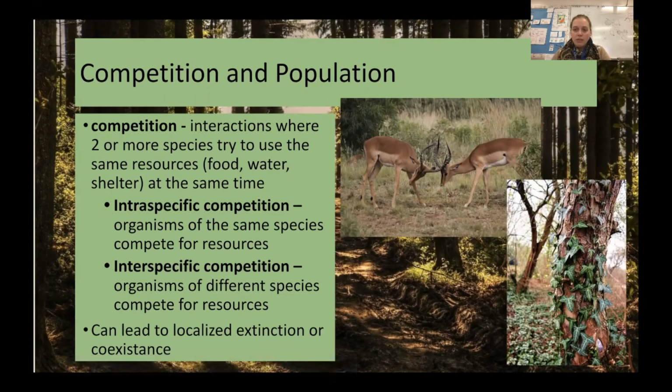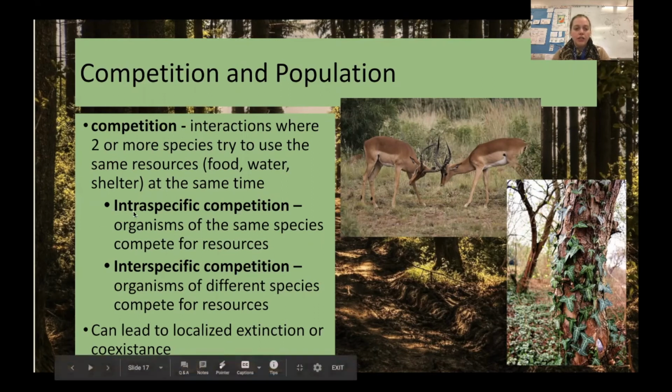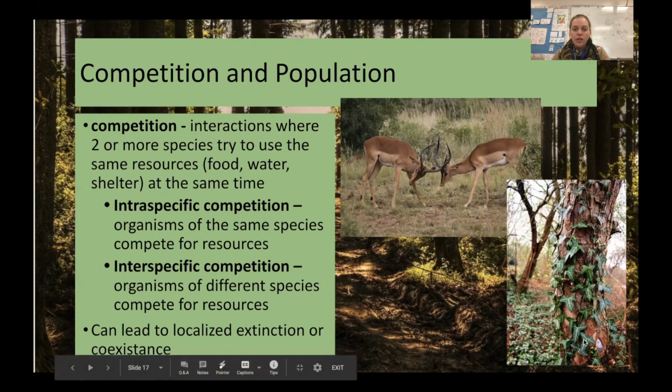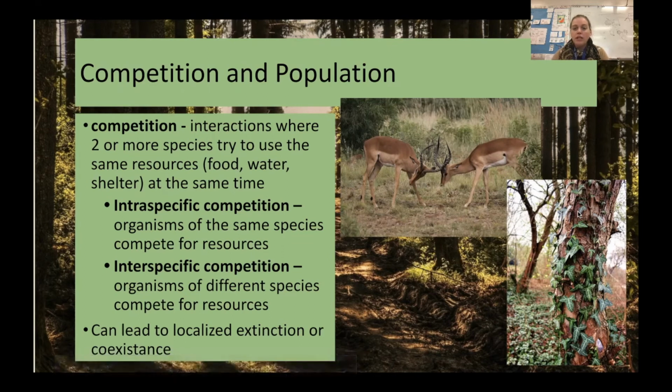We talked about competition when we talked about symbiosis. So this is when organisms fight or race for resources. There's two kinds of competition: intraspecific, which is within a species, or interspecific, which is between two different species. So both of these organisms are competing for light. So that's a resource they would both need and be competing for.